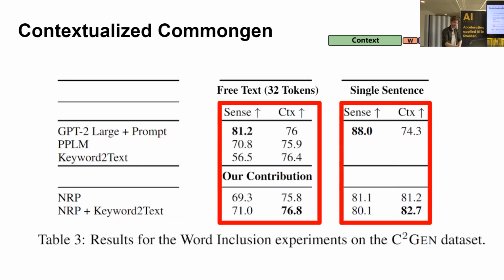So this is a little bit, I don't know if we ever figured this out, to be honest, but if we just compare with the previous GPT-2 large with prompts, for some reason that one is better in the single sentence on sense, but the context becomes worse. And I'll be honest, it's not super clear what's happening, right? But at least we're not like horrendously bad, right?